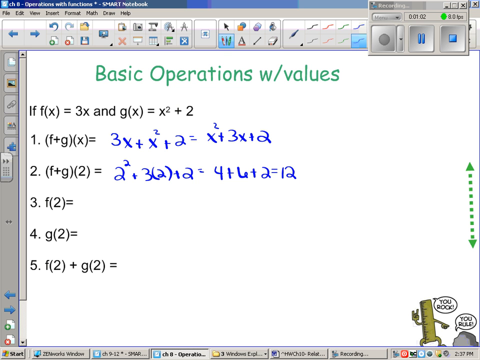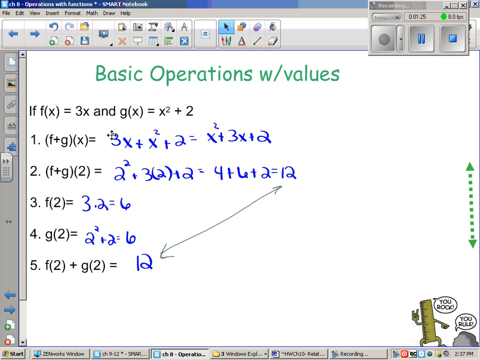Now, if I found f of 2, that would be 3 times 2, or 6. And if I found g of 2, that would be 2 squared plus 2, or rather 6. And so if I take f of 2 plus g of 2, what do you get? 12. And of course, the idea is that these right here are exactly the same. And that isn't by any coincidence at all.